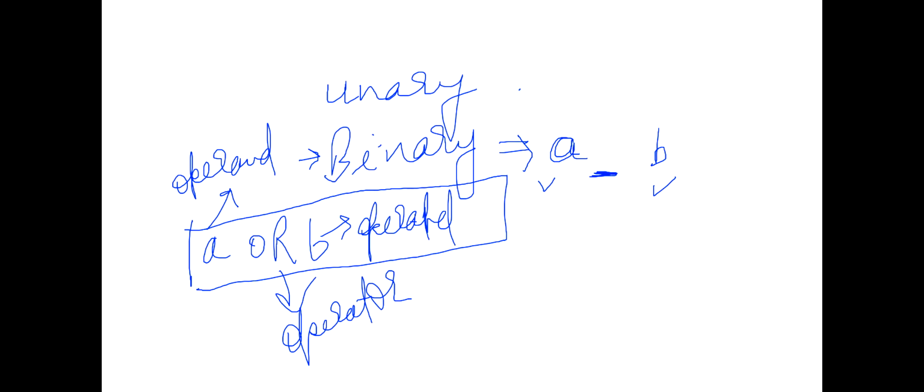Unary means only a single operand is there. When there is only a single operand, that is called unary. Let's take an example of a unary operator. If I am performing this operation, what is this operation? This is not. I think you are aware of this. This is, I think, the not operator.